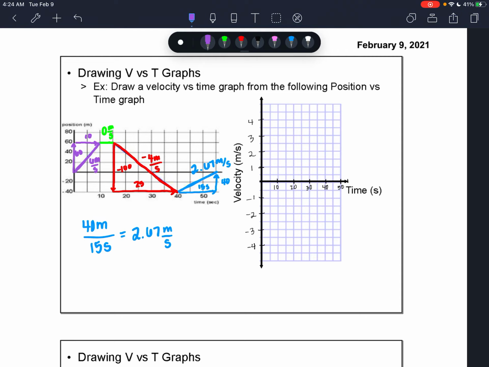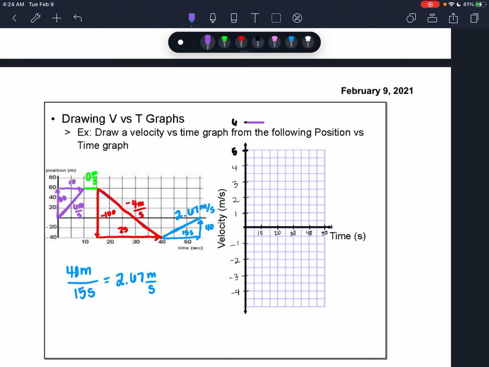So from 0 to 10 seconds, my velocity was 6 meters per second. Oh, shoot. I didn't label this right because that's 5. 6 is going to be all the way up here. You know what? I don't care. I'm going for it. No one can stop me. So from 0 to 10 seconds, my velocity is very large. It's at 6 meters per second. And then from 10 seconds to 15 seconds, my velocity is very small, right here at 0.